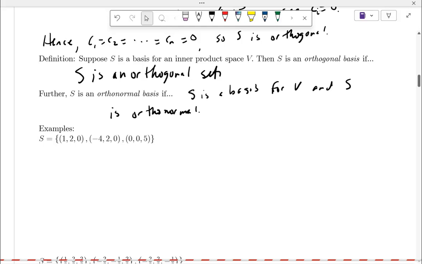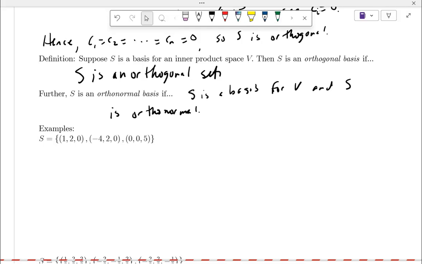Let's look at this. We've already seen that this example is an orthogonal set, right? That was the first example we did. Is the zero vector in there? Not a fair question. Nope. So the zero vector is not in there, so we know it's automatically linearly independent, and it has 3 elements, right?